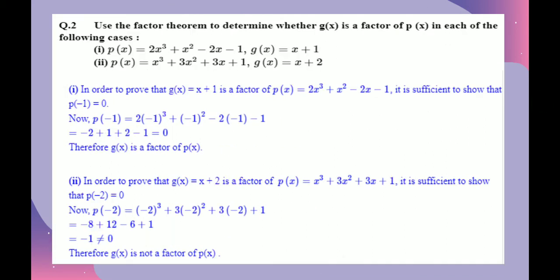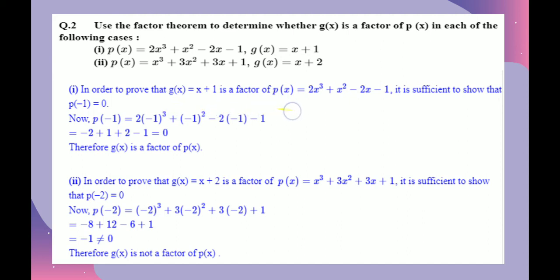Now, question number two: use the factor theorem to determine whether g(x) is a factor of p(x) in each of the following cases. First part, p(x) is equal to 2x cube plus x square minus 2x minus 1 and g(x) is x plus 1. Second part, p(x) is x cube plus 3x square plus 3x plus 1 and g(x) is x plus 2.